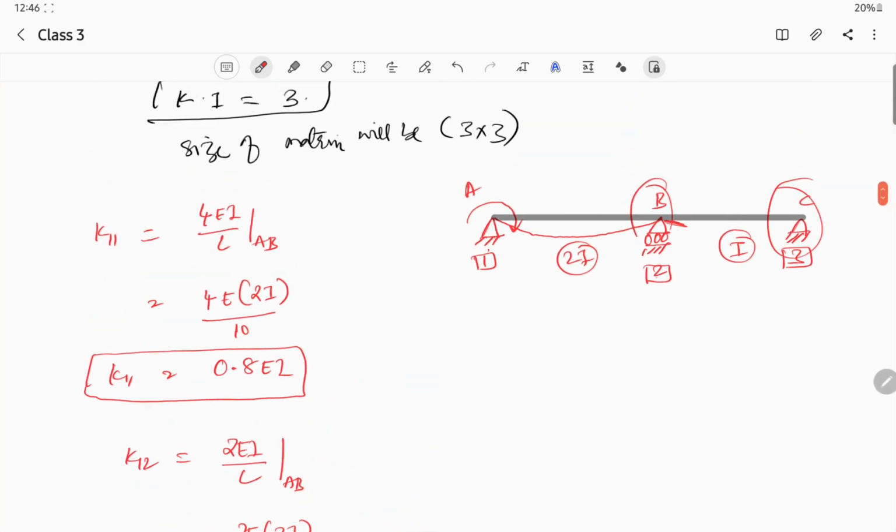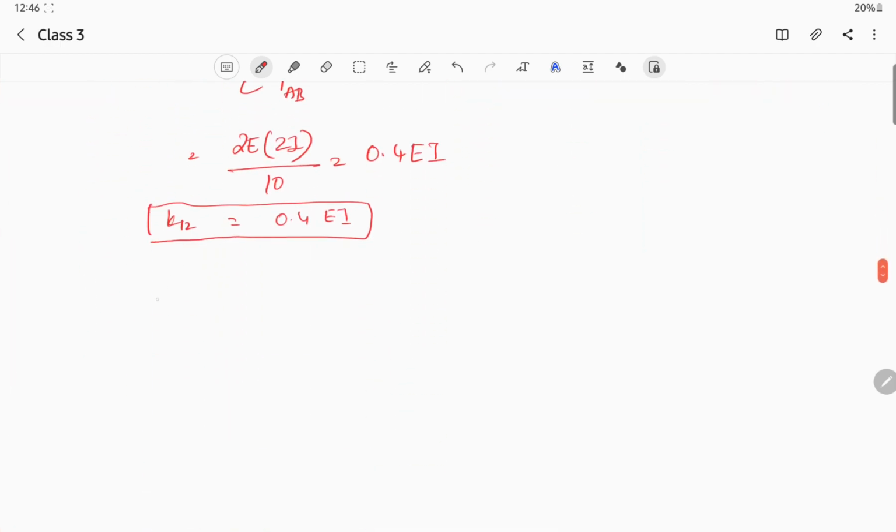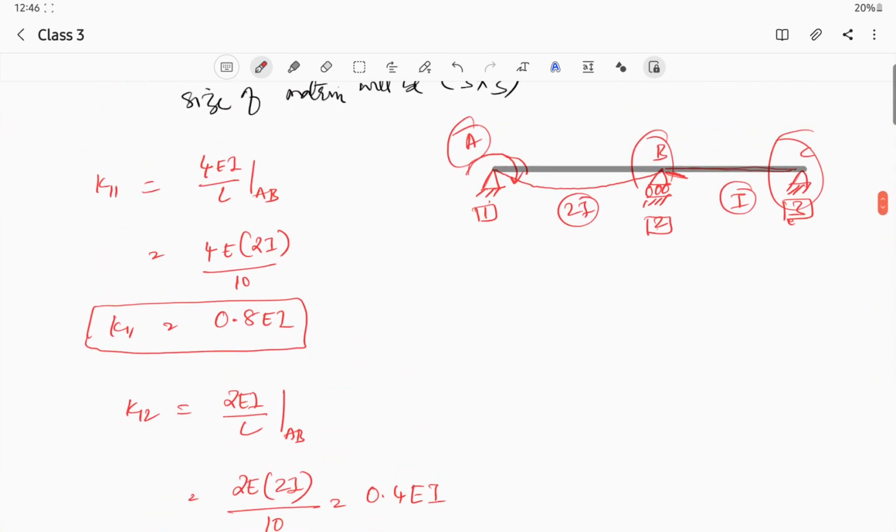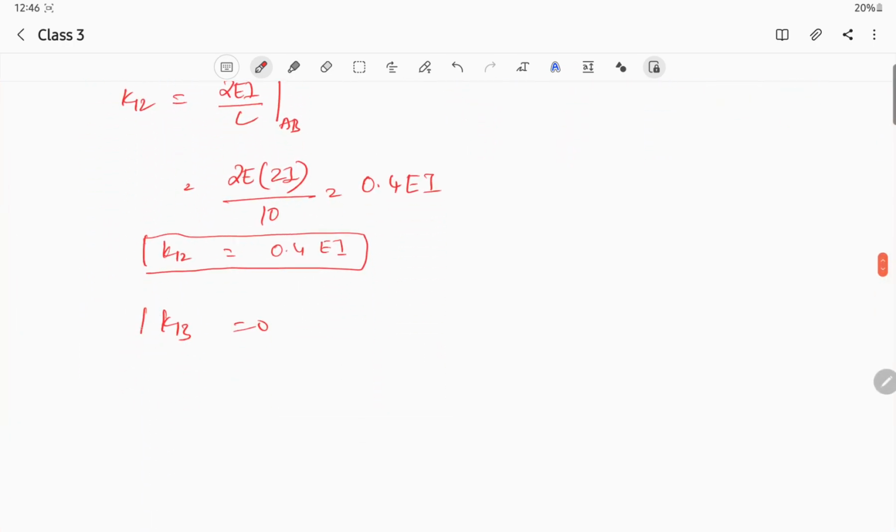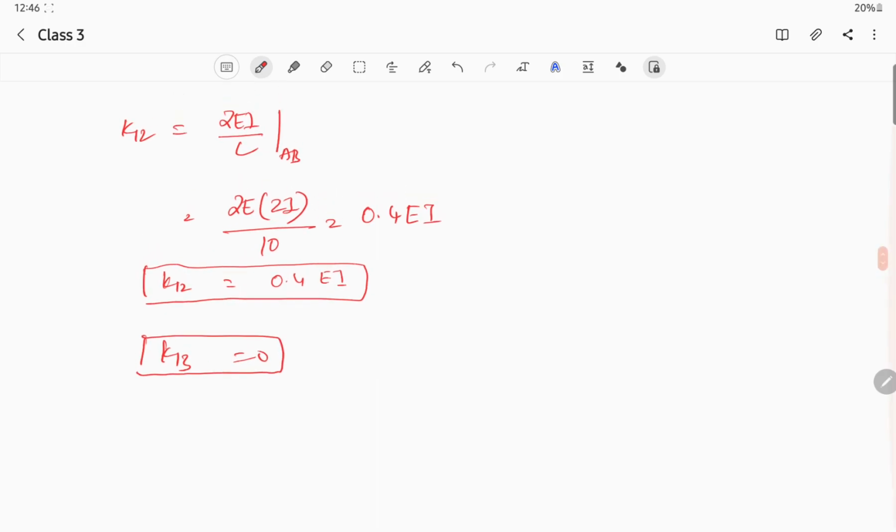So I'm talking about this one. Since the rotation is at this location, rotation is at A, span BC does not have any effect. That means at node 3 we do not have any problem there. So K13 will be equal to 0. Alright, able to understand? Yes. So K11 is over, K13 is also over, then K12 is also over.